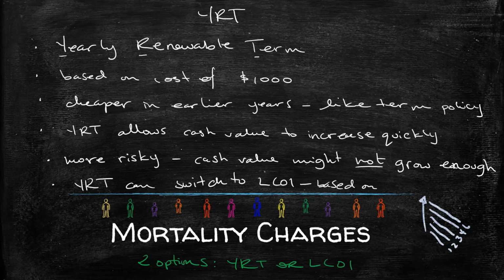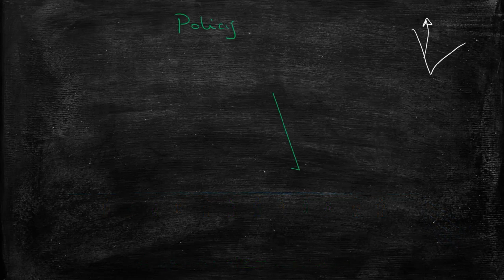So if your client does decide to switch from YRT and they got their policy when they were 20 and now they're 30, the mortality charge for the LCOI is going to be based on their age at 30. So that is something that is really important to understand.